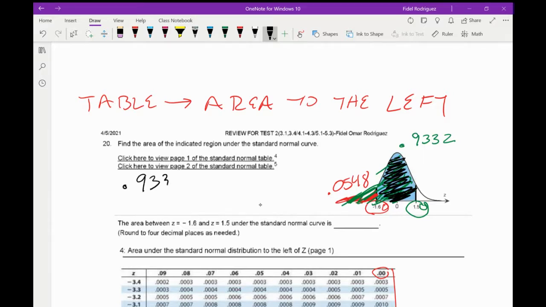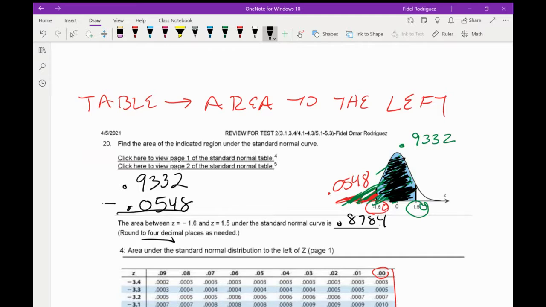Now, if I'm really only looking to find this part, what I would have to do is take 0.9332 and subtract 0.0548, because I'm looking for the area in the middle, right? So if I were to take my calculator, I'm going to do it right here, 0.9332 minus 0.0548. It tells me to go to 4 decimal places. I'm coming up with 0.8784, okay? And that's how I would do it using my table, if that's what I wanted to do.